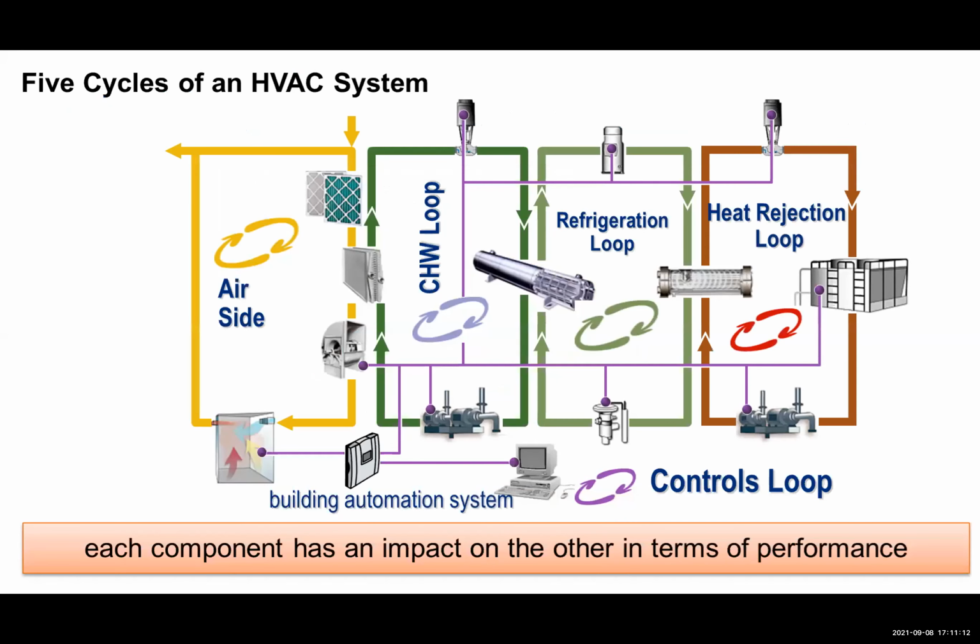Now, coming back to the basics, wherever technologically we are today, in air conditioning and refrigeration systems, we are talking about these five loops: the air side loop, the chilled water loop, the refrigeration and the heat rejection loop. And the one that connects all these loops is the controls loop.